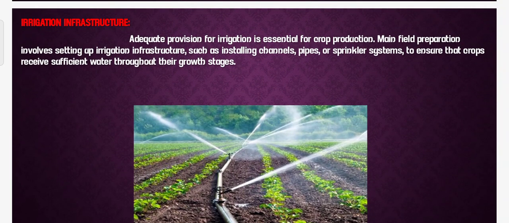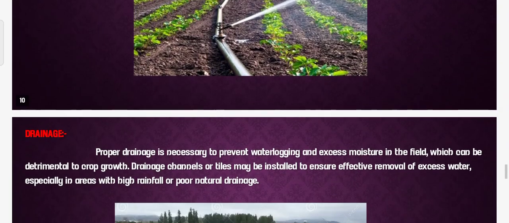Eighth one, irrigation infrastructure. What is irrigation infrastructure? It is the physical facilities and equipment designed and implemented to supply water efficiently and effectively to agricultural fields. It includes a range of structures and systems that help capture, convey, store and distribute water for irrigation purposes.